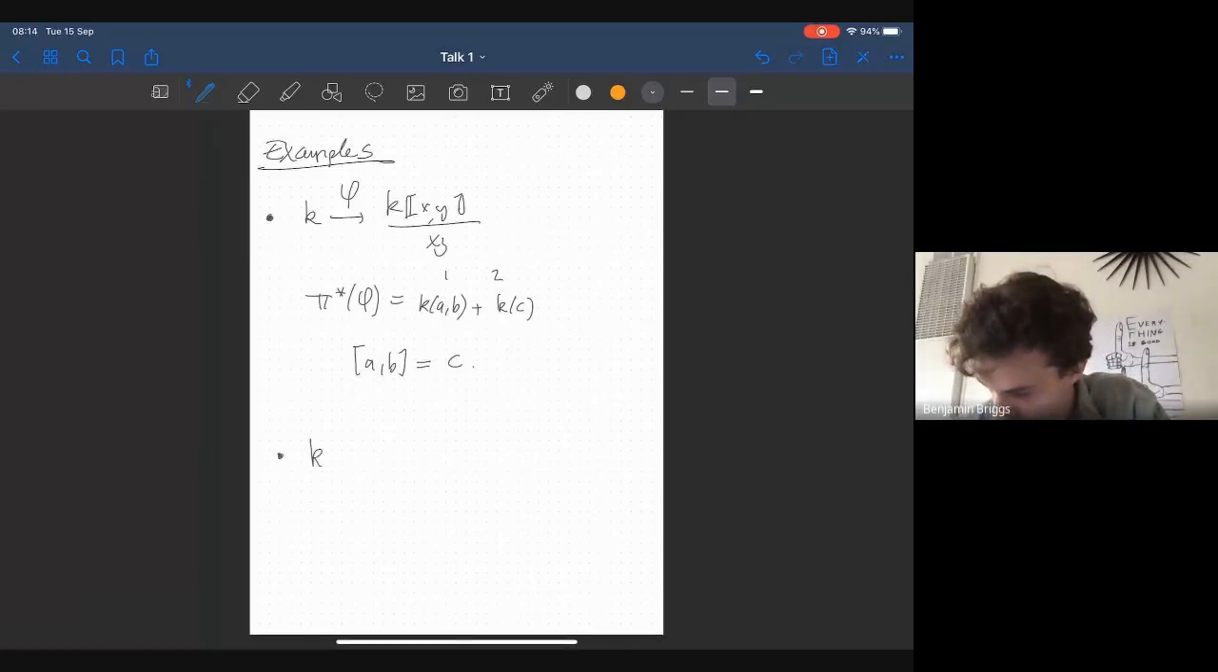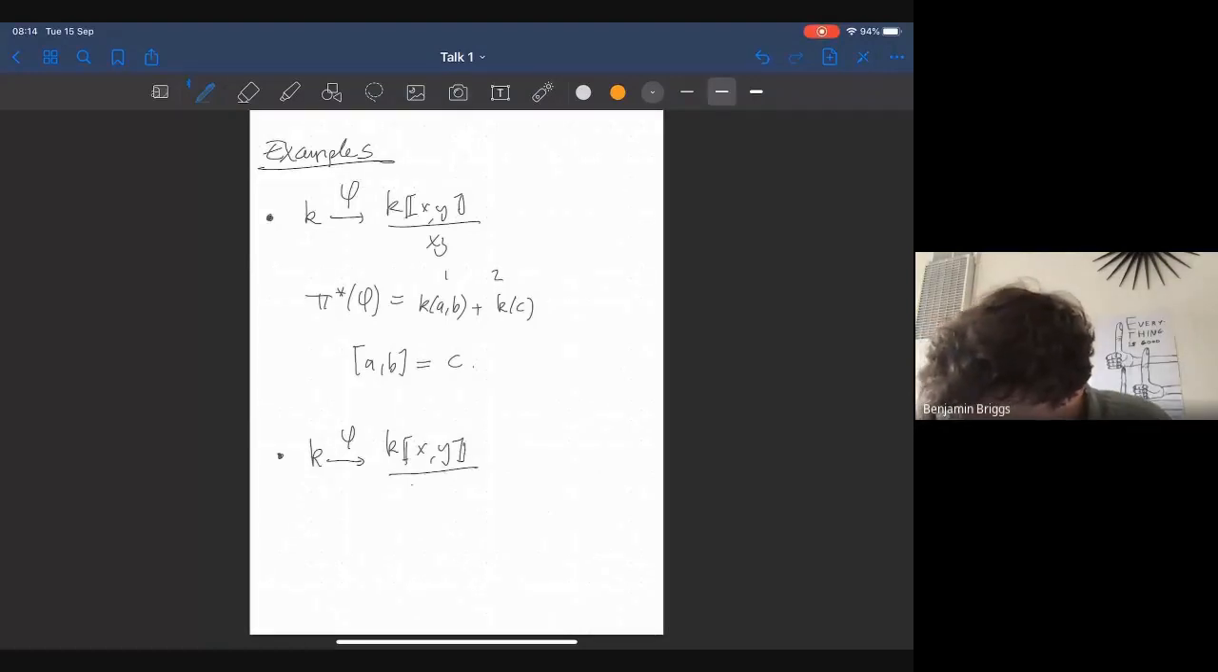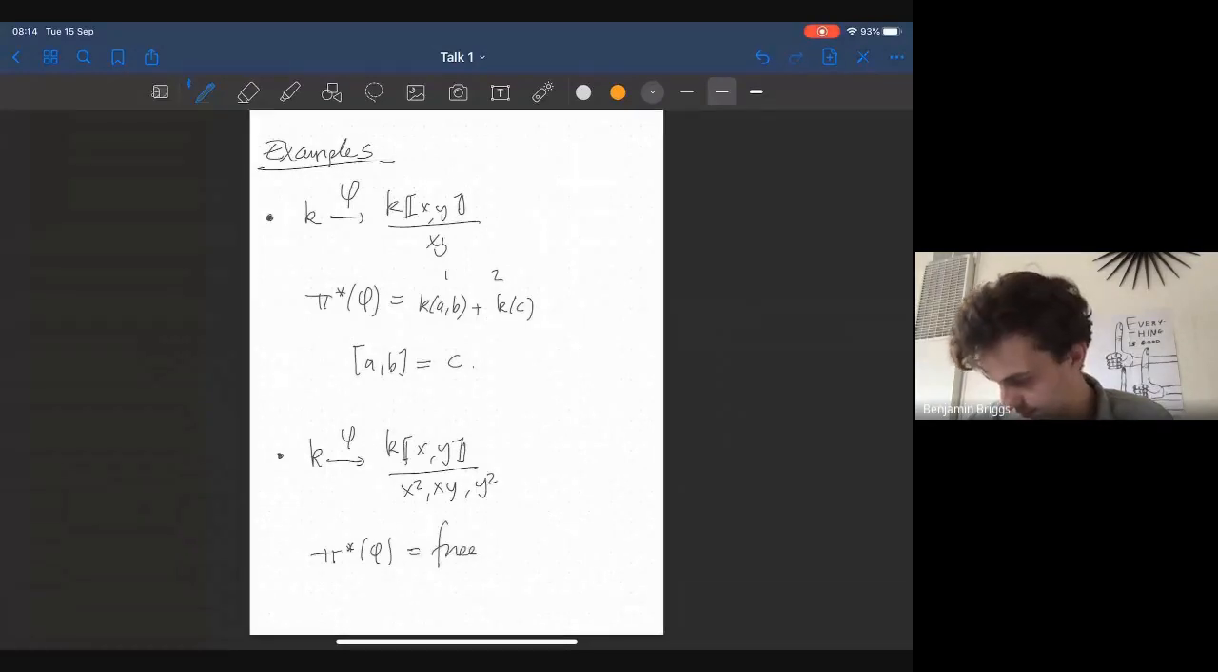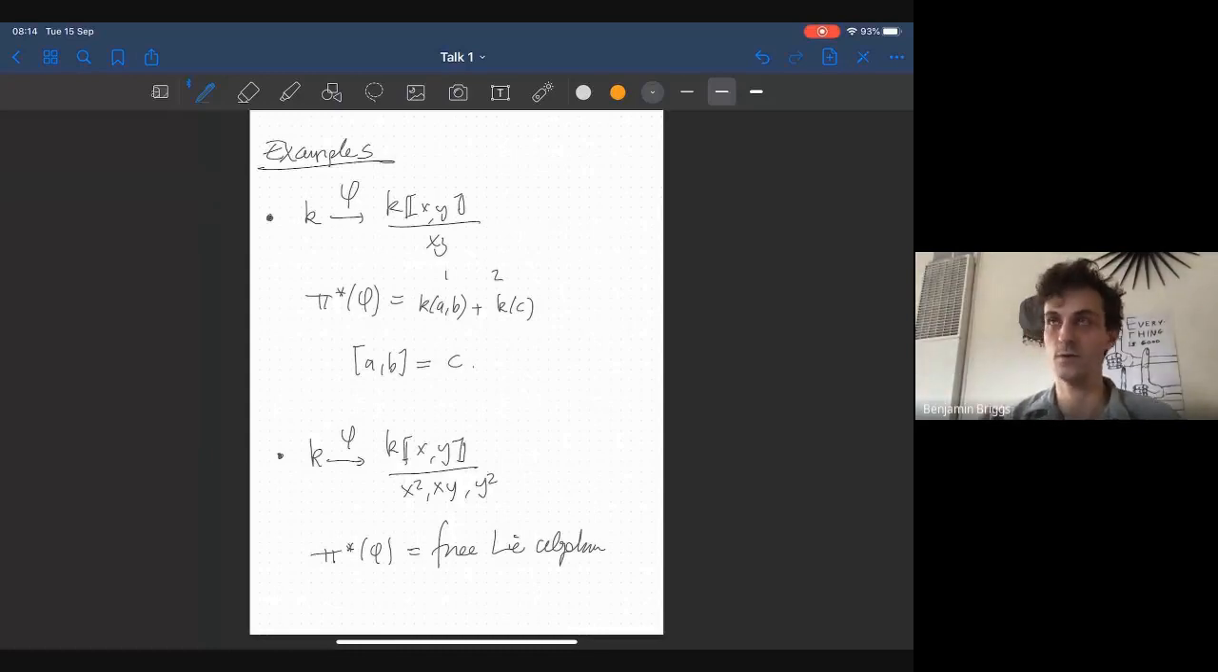Here's a more complicated example, which is not a complete intersection. If I take this homomorphism from the residue field, from the coefficient field, to just the same local ring but modulo the entire maximal ideal squared, then pi star phi is a free Lie algebra. It's a free Lie algebra on two generators in degree 1, which means that you start freely taking brackets in all possible orders.